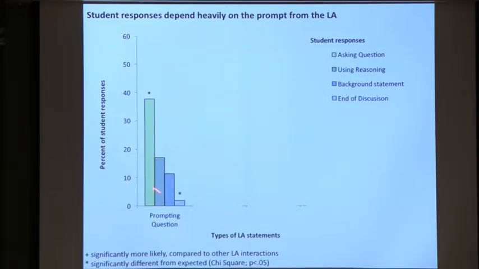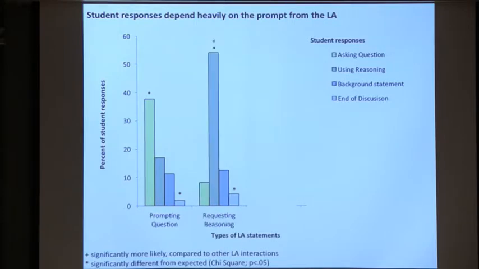So prompting questions were really good for getting them to ask more questions of each other because they were trying to figure out what they knew and what they needed to know. Requesting reasoning was awesome at getting students to actually use reasoning because in response to a direct question about whether or not they understood the reason for their answer, they felt compelled to actually use reasoning and talk about their reasoning ideas with each other. So there's a big increase in that particular behavior.